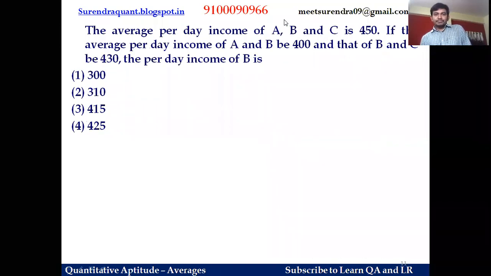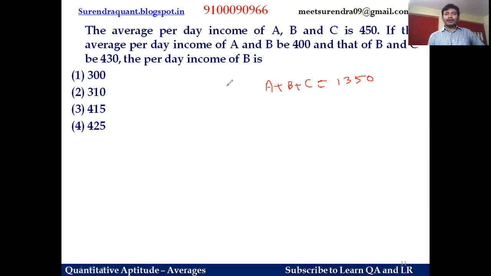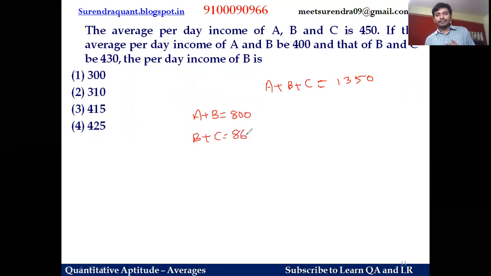Next question. The average per day income of A, B, C is 450. If 3 persons' average is given, how to get the sum of the incomes? Average times the number of persons. So 450 times 3 is 1350, right? Whereas the average per day income of A and B is 400. If 2 persons' average is 400, what is the sum? Average into 2, 800. What about B and C average, guys? 430. So the sum is 430 into 2, 860.